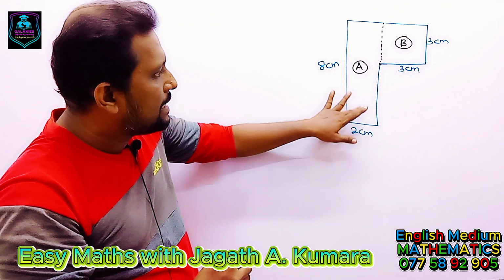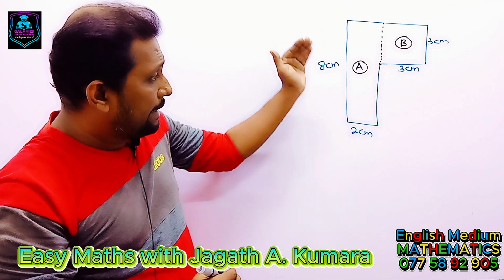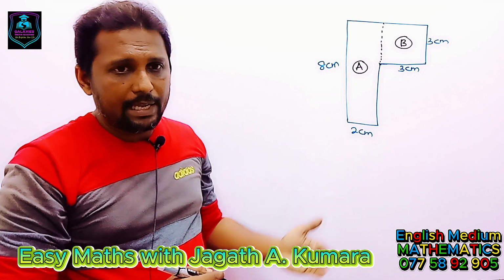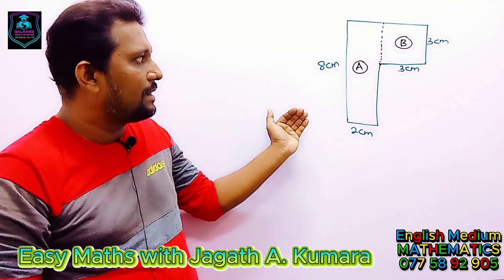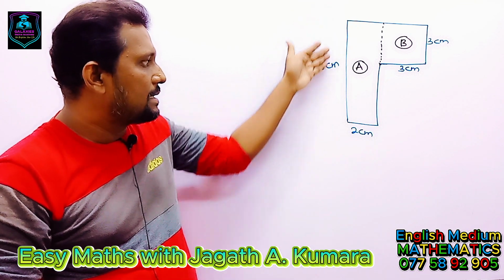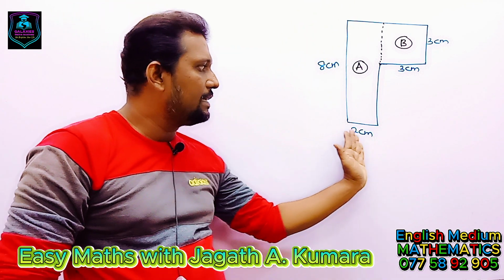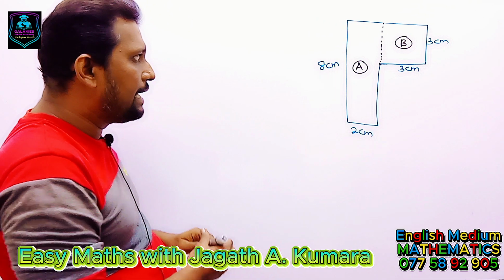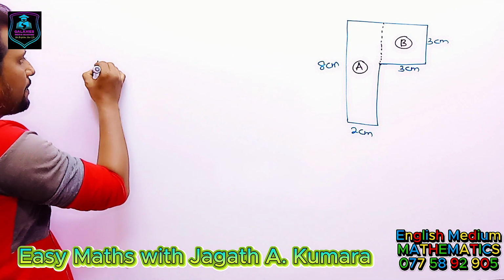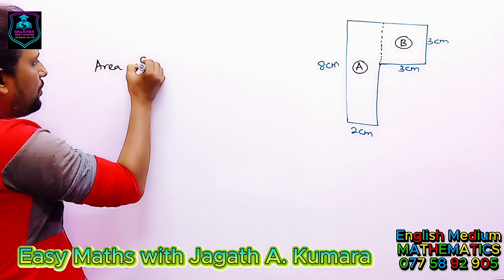Now look at this A part. It is the rectangular shape. Also you can understand what is the length and breadth of it. Length is 8 centimeters, breadth is 2 centimeters, right? Then you can find the area of A, area of figure A.